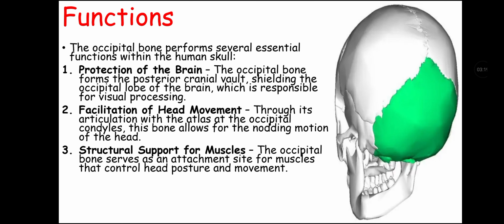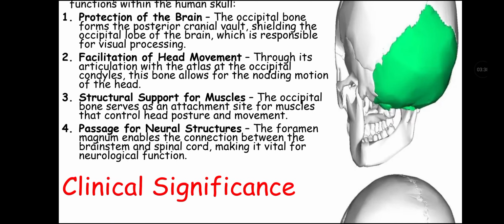And the third function is structural support for muscles, as the occipital bone serves as an attachment site for muscles that control head posture and movements. And the fourth function is passage for neural structure, as the foramen magnum enables the connection between the brain stem and spinal cord, making it vital for neurological function. So these are the important functions of the occipital bone.